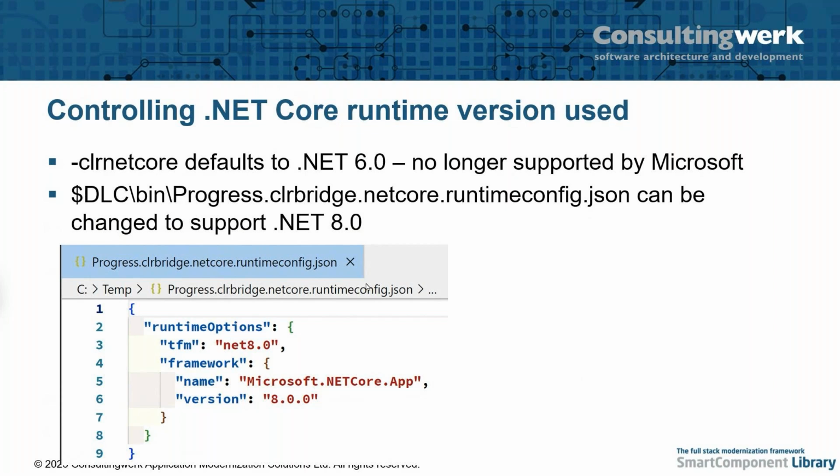When you turn on the -clrnetcore parameter, then Progress will not try to load the classic .NET framework, which is version 4.8 typically, or 4.8.1. It will default to .NET 6.0. Unfortunately, Microsoft, since I think November last year, no longer supports .NET 6.0. The .NET frameworks have a very short lifespan. Like each year there'll be a new one.